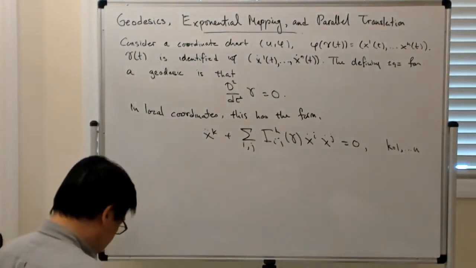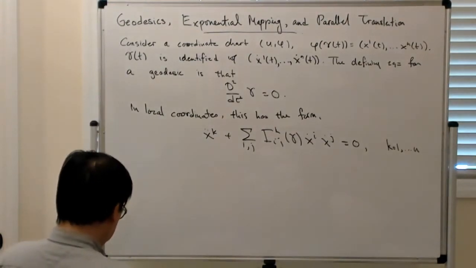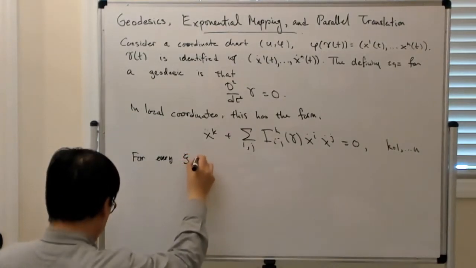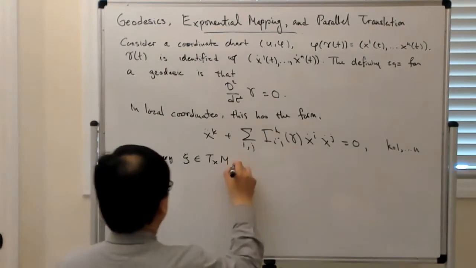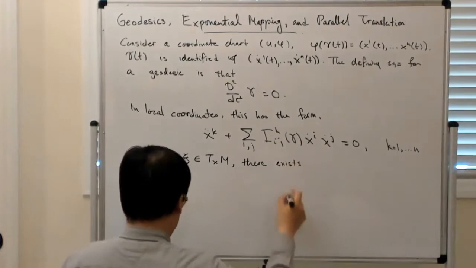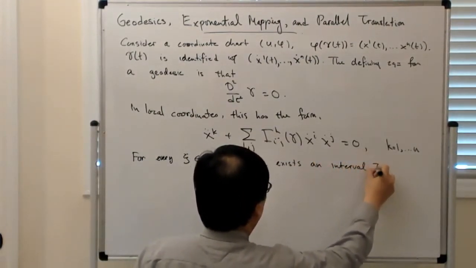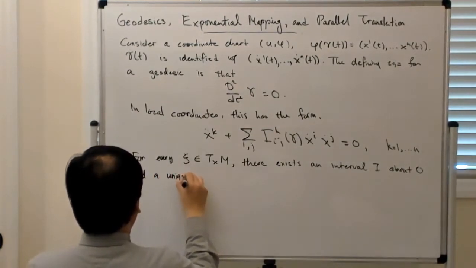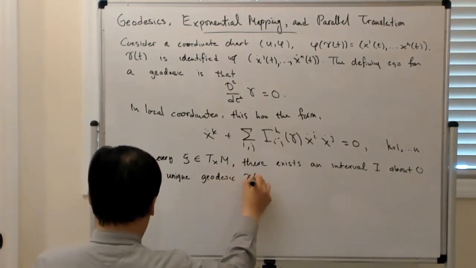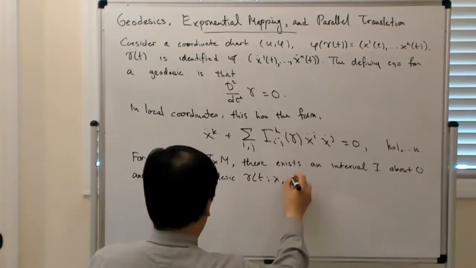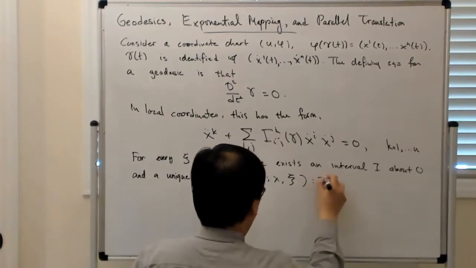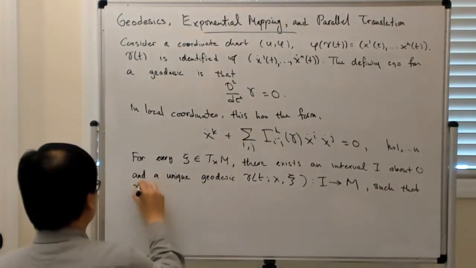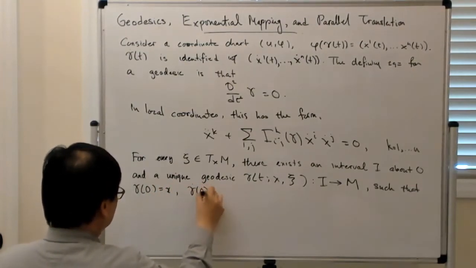The point is that for every vector c in the tangent space to the manifold at x, there exists an interval I about 0 and a unique geodesic gamma of t, which depends on x and the vector, a map from I to the manifold, such that gamma of 0 is equal to x, and gamma dot of 0 is equal to the vector c.